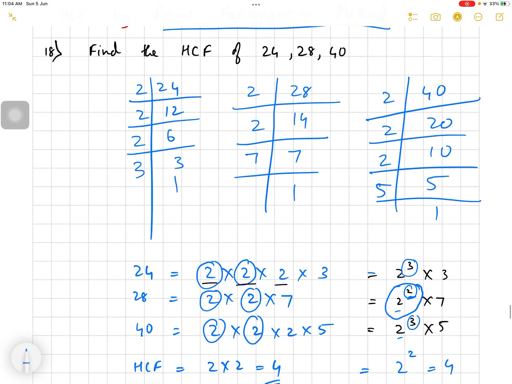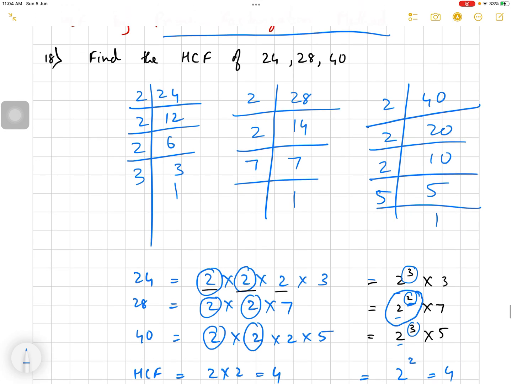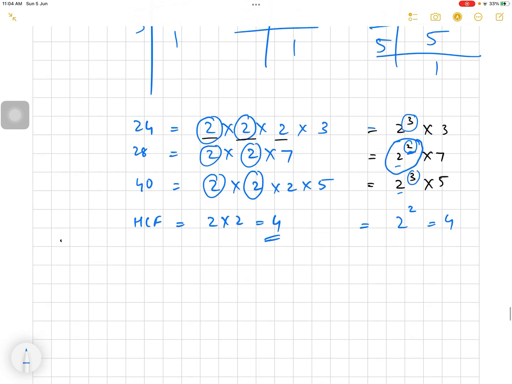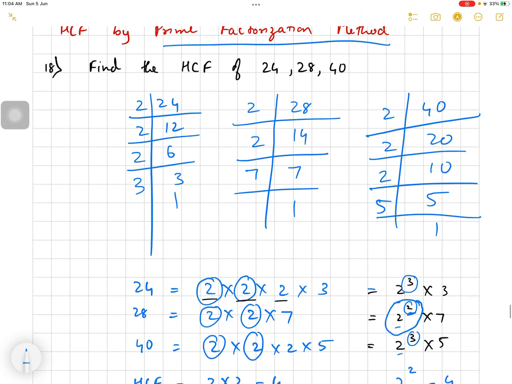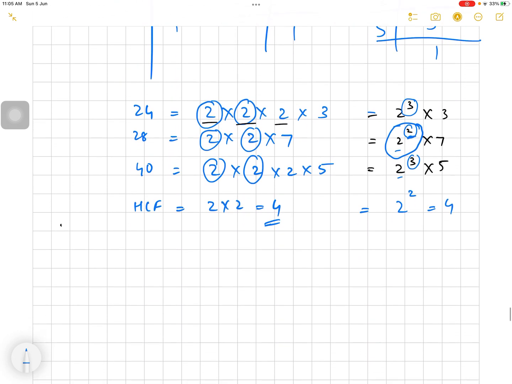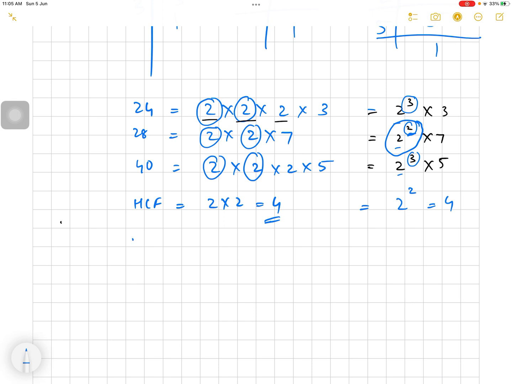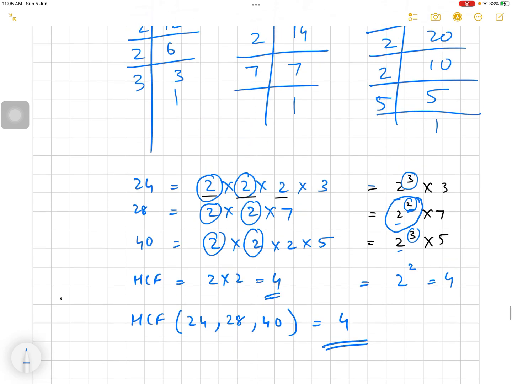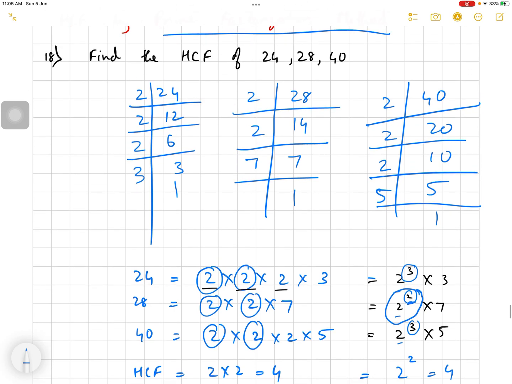I'm sure you all already knew how to compute HCF. So this we computed using the prime factorization method. So HCF of 24, 28 and 40 is 4. Let's solve the next problem.